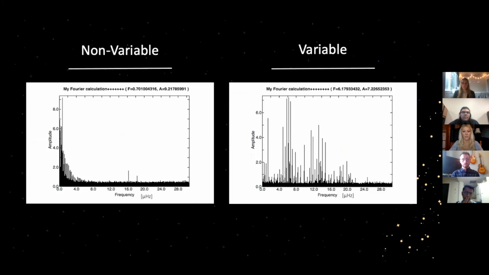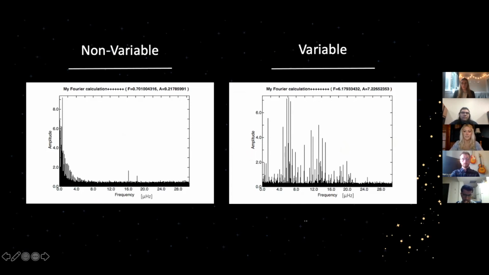We also go in and plot all of the Fourier transforms ourselves so that we can better determine if it's variable or not. This star on the left is a non-variable that we found, and you can see there's not really anything going on. This peak at the beginning and these two peaks here are actually instrumental frequencies. They're from the telescope, and so we know to ignore those.